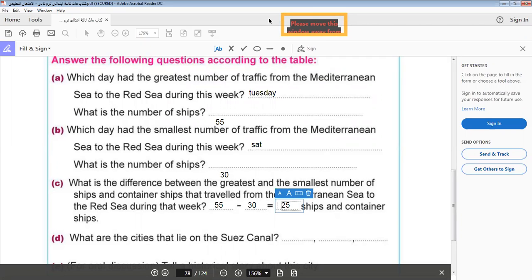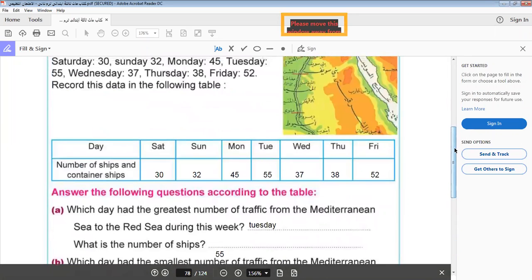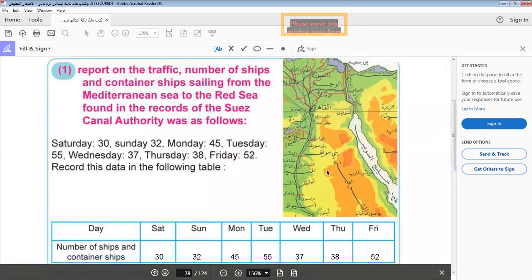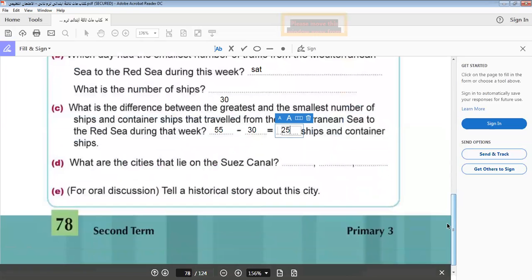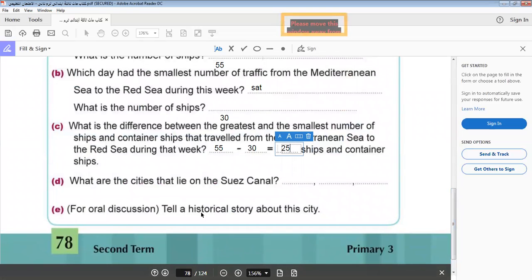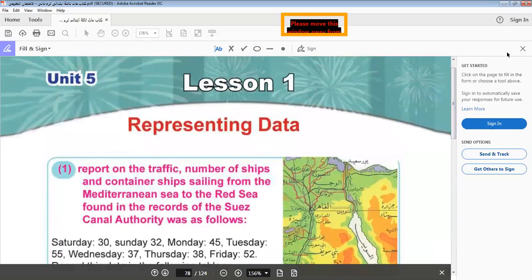Okay, here, what are the cities that lie on the Suez Canal? Look at this map and tell me the answer, okay? For oral discussion, tell a historical story about this city. You can tell me about it on Zoom if we talk about it, okay? And that's page 78.